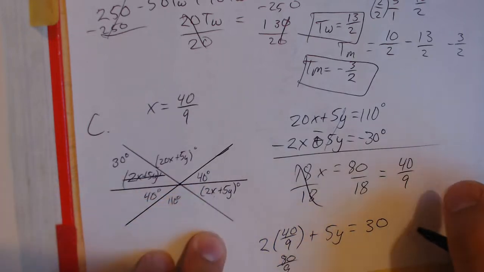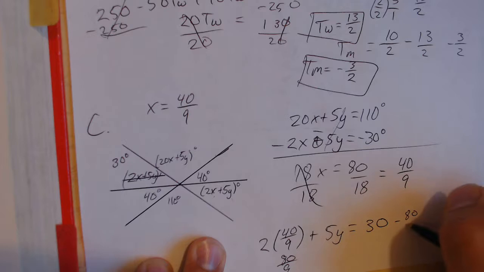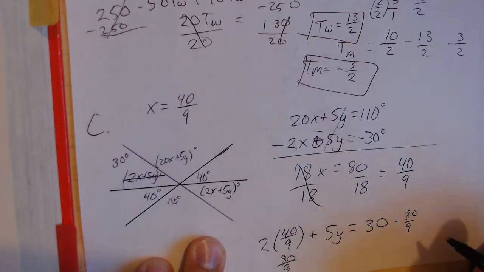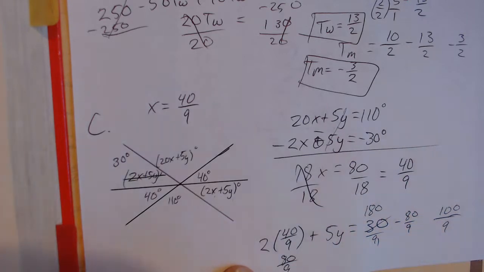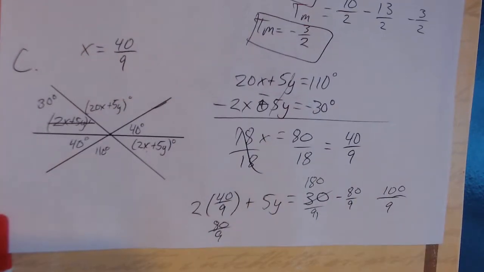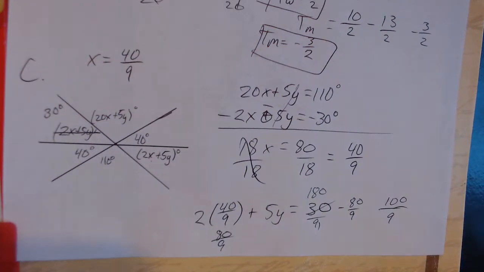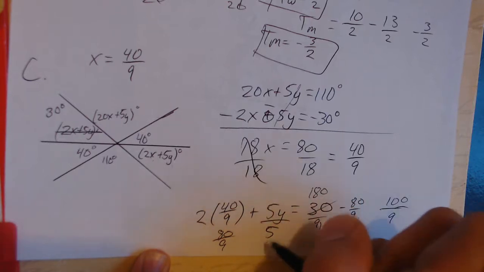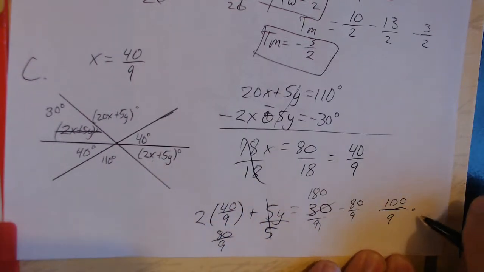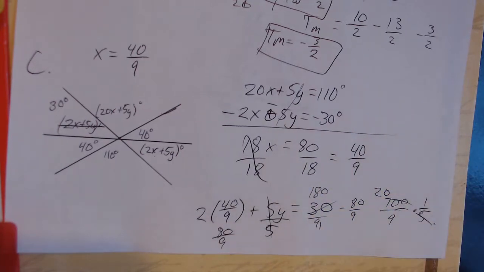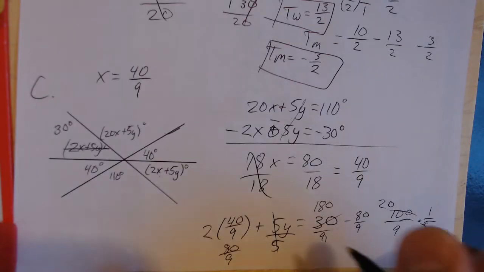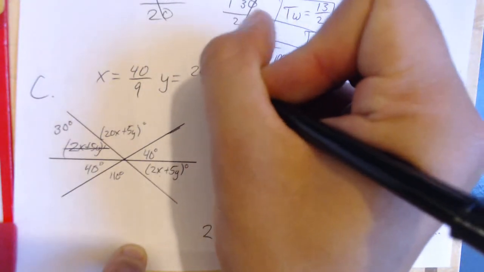And we'll subtract that from each side. 9 times 30 would be 180 over 9. 180 minus 80 would be 100 over 9. And 100 over 9, let's see here, does that reduce? Oh wait, you know what? Before we try to reduce that, let's go ahead and divide each side by 5. We'll multiply this by 1/5. That will cancel to become 20 over 9. So x would be 40 over 9. Y would be 20 over 9.